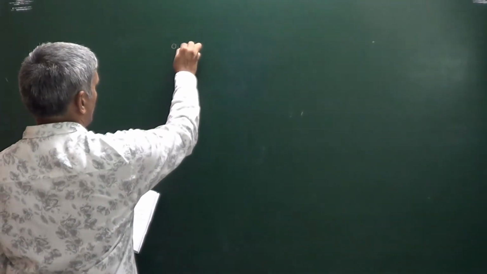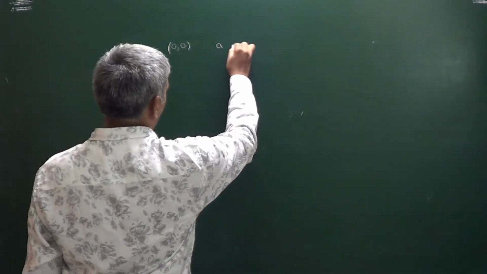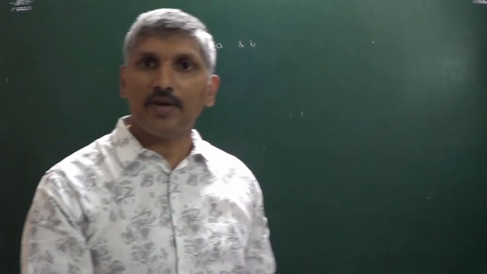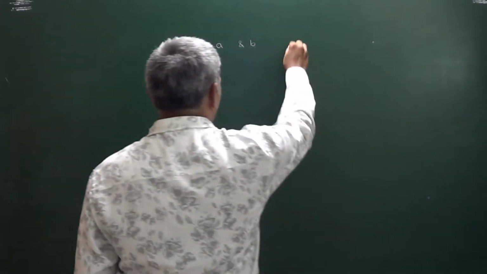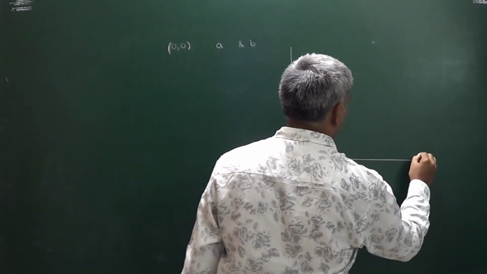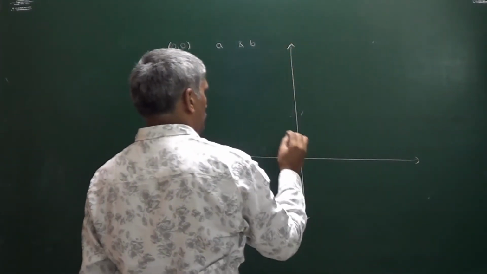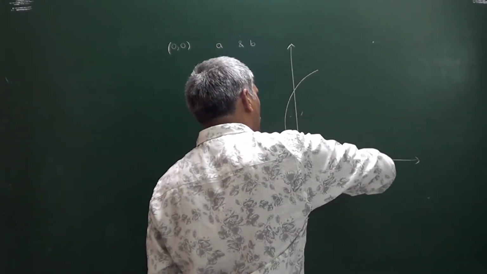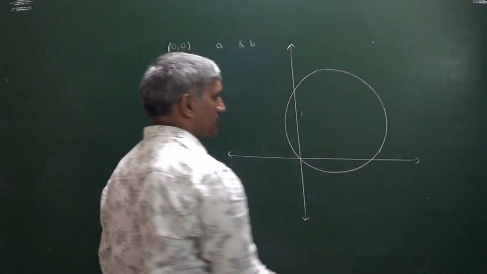So next we have to find out the equation of a circle passing through origin and making intercepts A and B on coordinate axis. So what is the meaning for that? The circle is passing through origin and making intercepts of length A and B on coordinate axis.